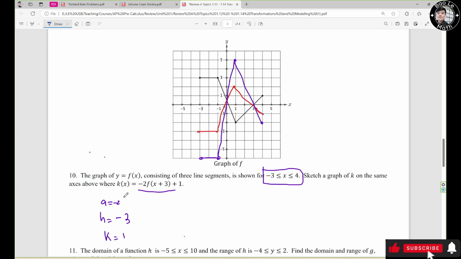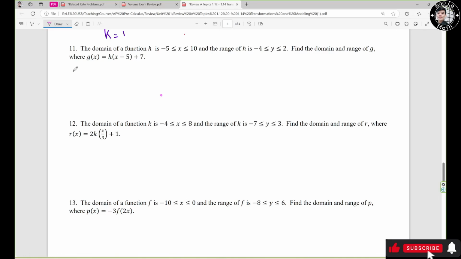Alright, so we just finished reflection and dilation, right? Now we're going to move to the left 3 units and move up 1 unit, right? So the final answer must be this. Alright, so the final one must be the pink one. Now let's move on to question number 11.